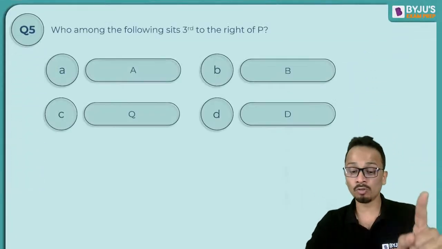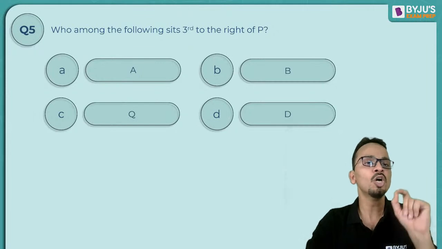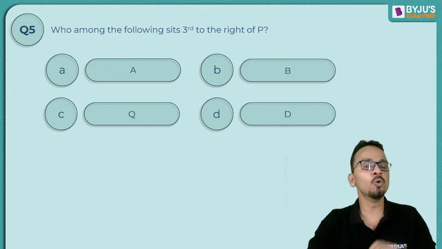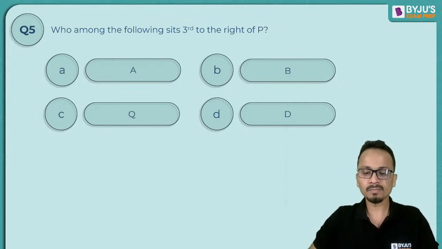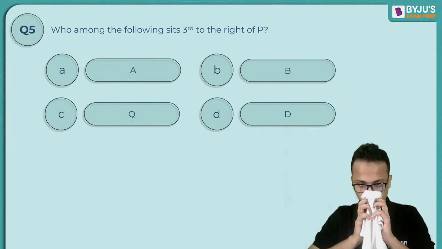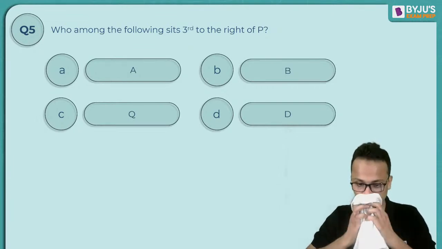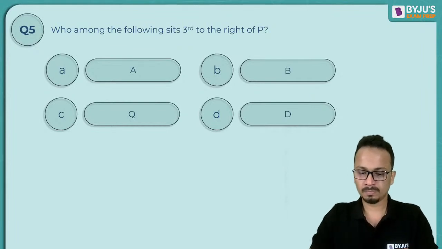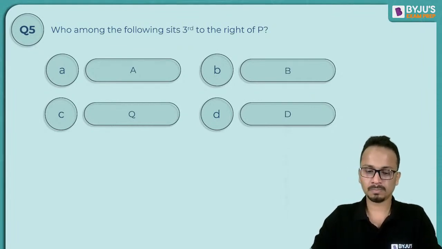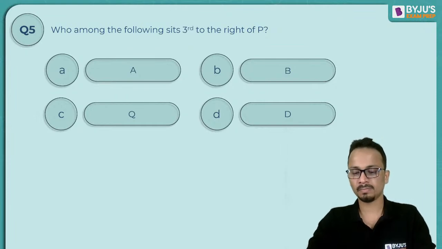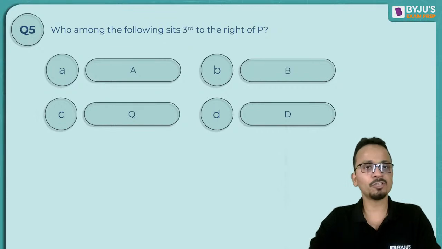Moving on to the first question, all of you focus here now. Tell me the answer for who among the following sits third to the right of P. Third to the right of P, who among the following will sit? Yes, any answer for this? Yes, any answer for this one?